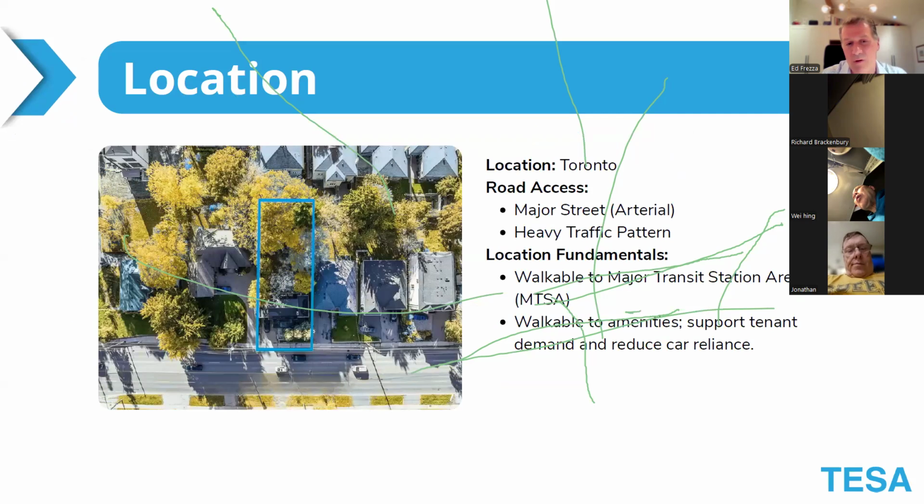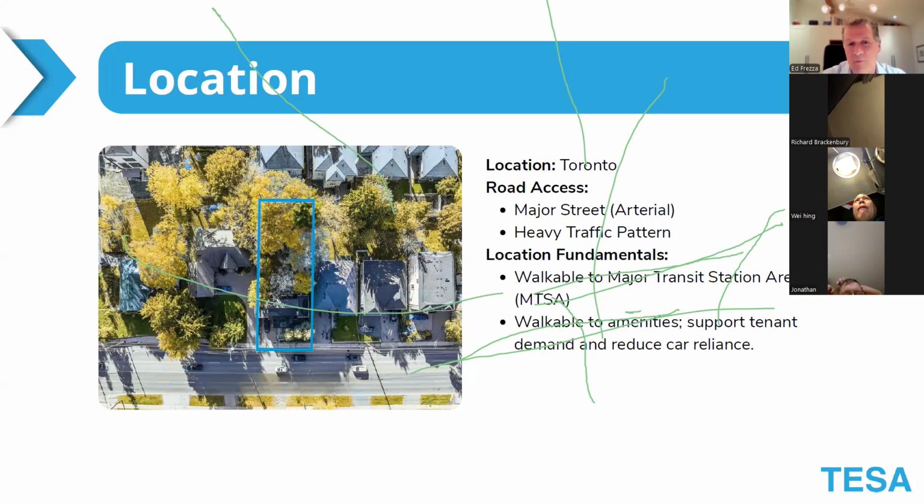So here we have an actual property. It's in Toronto. What's critical about this is that it's in an MTSA. It's a major transit station area. And what happens is if you're in a major transit station area, you are afforded some benefits. And those benefits are, number one, you can build without any parking. You can build with higher density. So all of a sudden, a good thing now becomes even better.